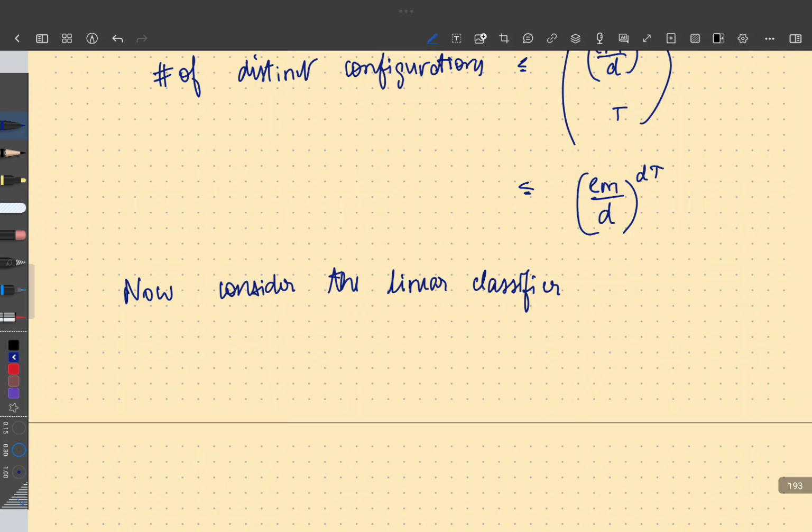M is the size of the set that is shattered by the composite hypothesis class, right? And I want now basically each of these m points to be mapped to a t length vector, right? And I'm considering a linear predictor for this, the hypothesis class of all linear predictors. So how many distinct configurations can you generate in general?